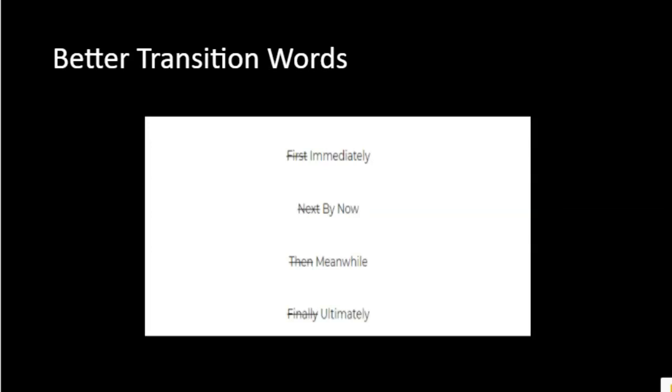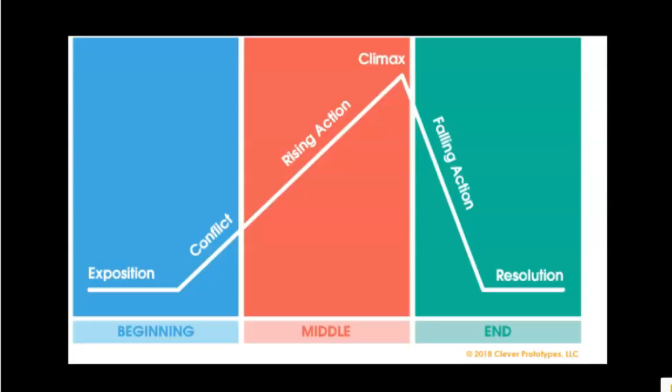Narrative essays rely heavily on transition words to give the reader an idea of where you are in time. So you could say, first, next, then, finally, or words like immediately, meanwhile, ultimately. So you're going to use really strong transition words in a narrative essay to keep the reader oriented about where you are in time. And this is the classic plot line for any sort of narrative, whether that's a story or a novel or an essay that uses a narrative structure.